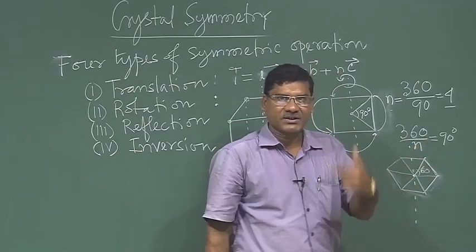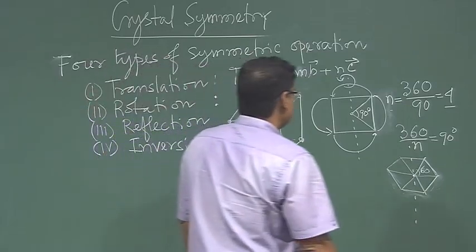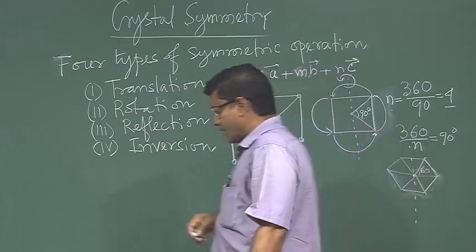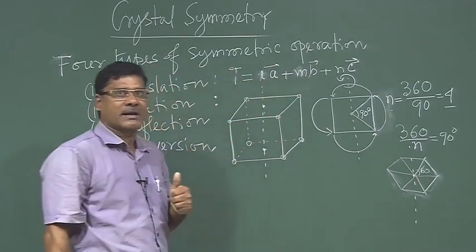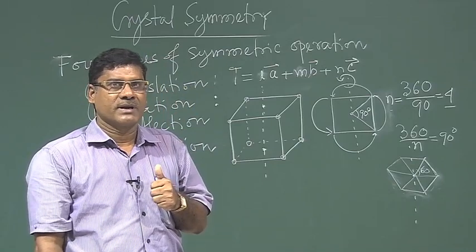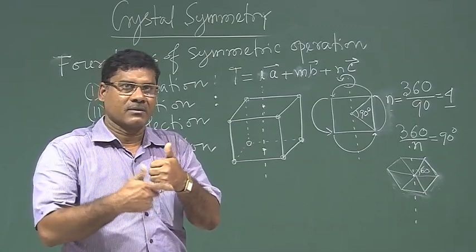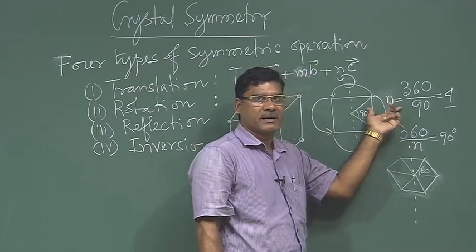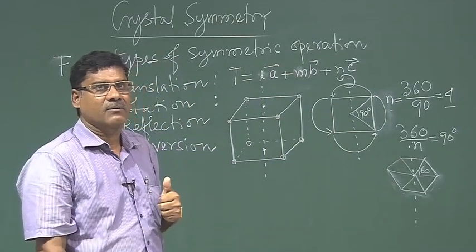So, after each 60-degree rotation you will get the symmetry, you will get the invariant position. Okay. So, one has to choose the proper axis of rotation, and then with respect to that axis of rotation, how many folds of symmetry exist for that system, that crystal, one has to find out.